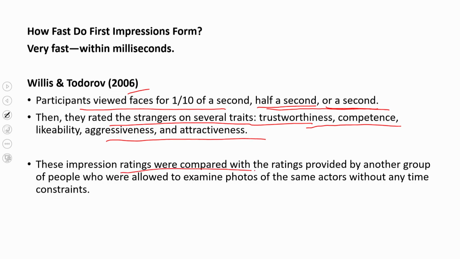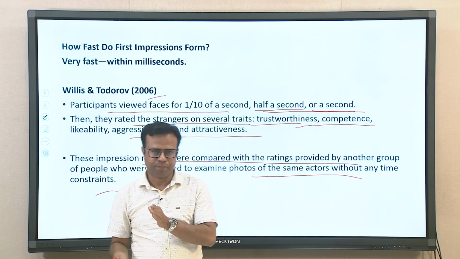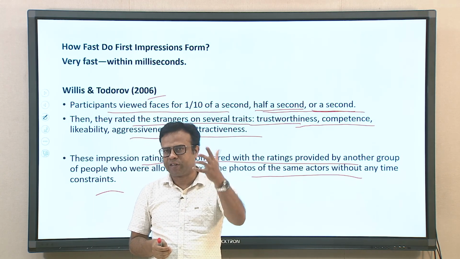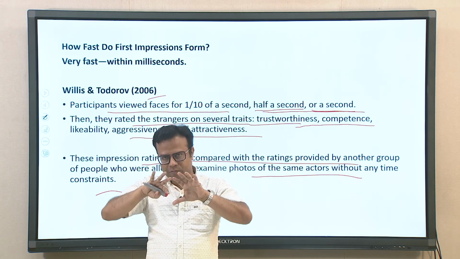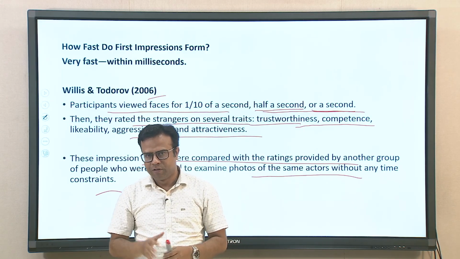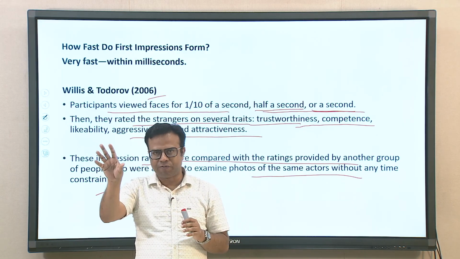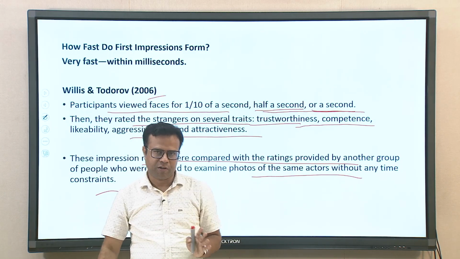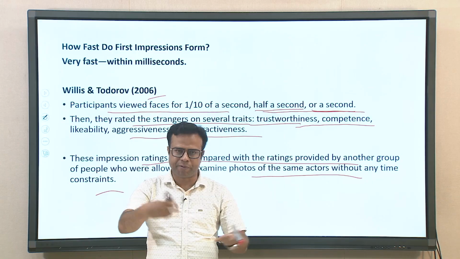These impression ratings were compared with the ratings provided by another group of people who were allowed to examine photos of the same actors without any time constraint. So, they could take more time. So, groups who took very little time, like 1/10, half or one second, and the group who took enough time without any time constraint. They had to judge the same people based on the same characteristics. Everything else was the same, only the time period was different.